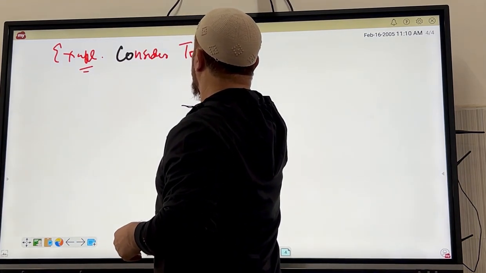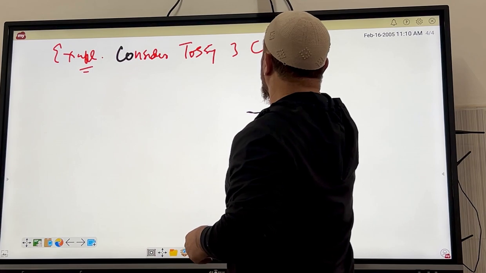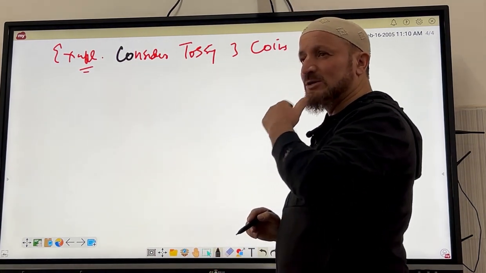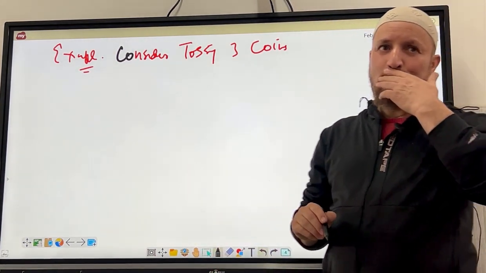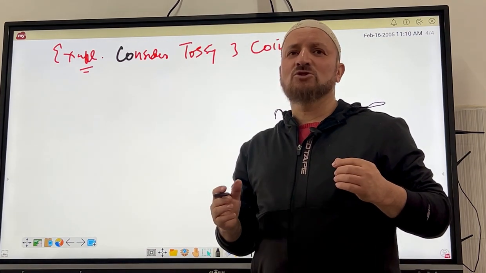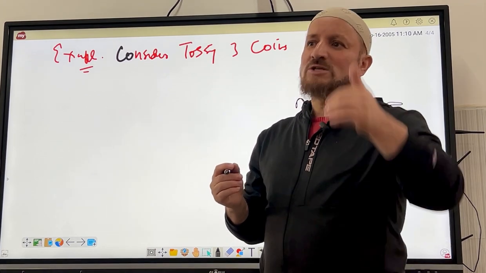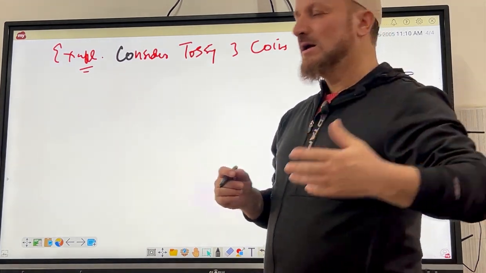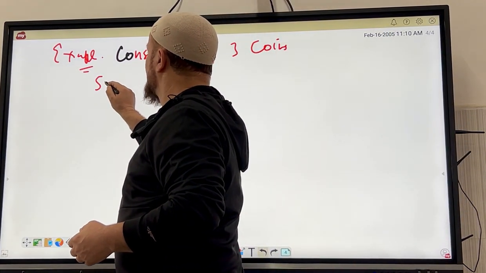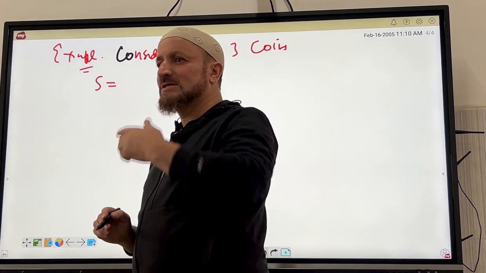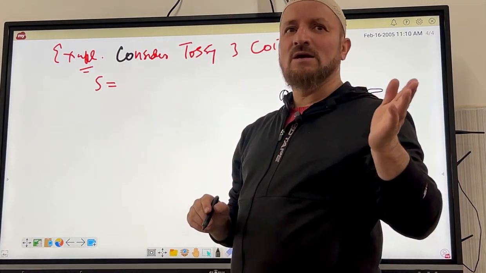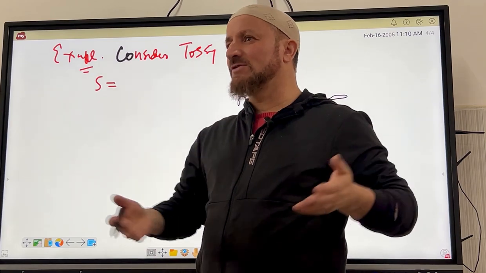Consider tossing 3 coins. हमने toss करना है 3 coins. Okay? जब हम toss करेंगे, so what is my random experiment? Tossing 3 coins is my random experiment. What will be the sample space? S. It will be all the combinations of heads and tails of the 3.